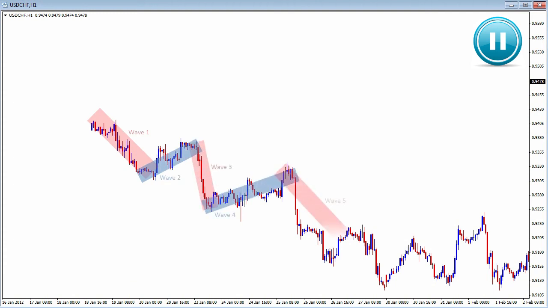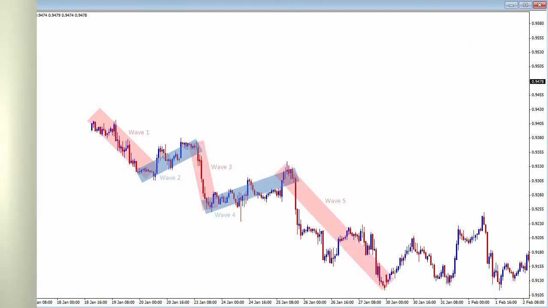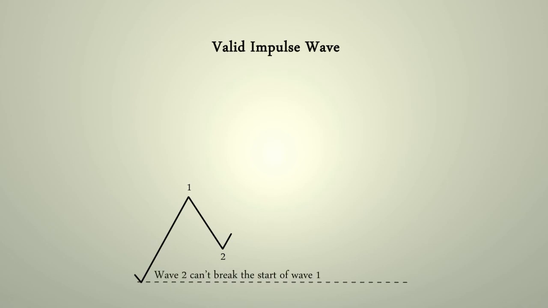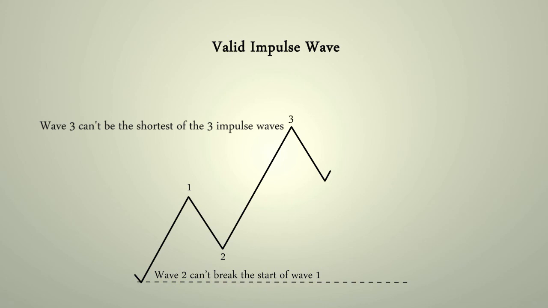There are 3 rules which we should hold true for an impulse wave if it is to be valid. Number 1, wave 2 cannot move past the start of wave 1. Number 2, wave 3 cannot be the shortest wave of the 3 impulse waves. And number 3, wave 4 cannot move past the end of wave 1. If any of these rules are violated, you should try a different wave count. In some cases, the wave count can be considered valid if the currency prices violate any of the above rules, but not on a closing basis.